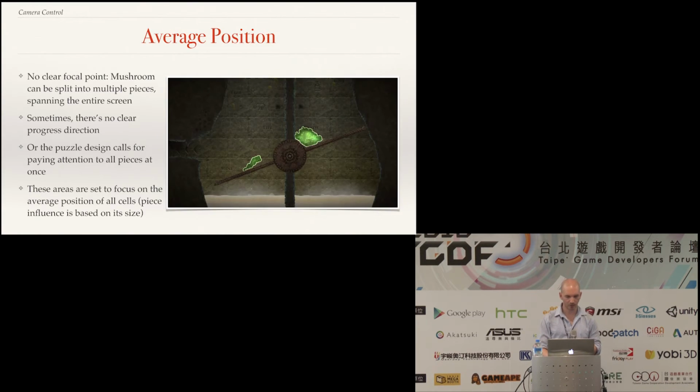In many cases, you just need to find the average position of all the cells. You can't really tell in this case which cell is more important, and in some cases there's no real progress direction. So you just go to the average position of all the cells, and you can see that the average is based on the cells and not the two pieces. So if you have more pieces on one side, the average would lean to that side.